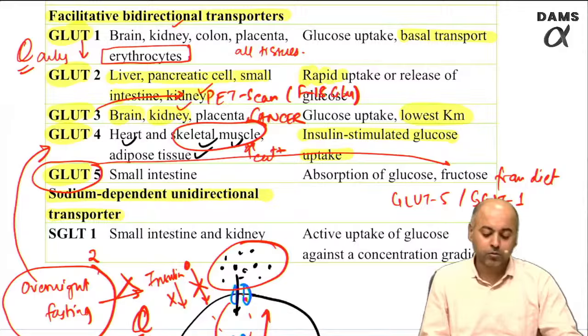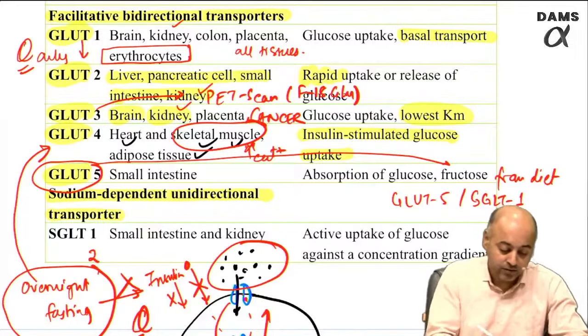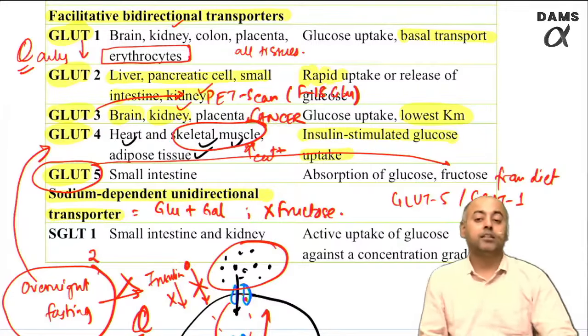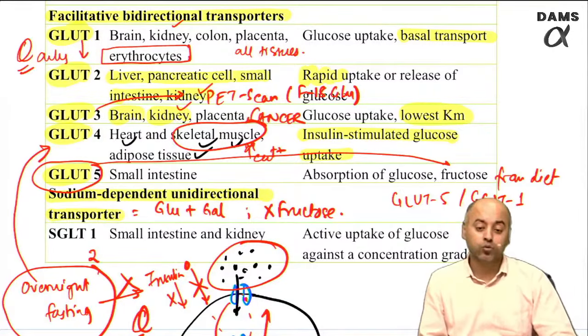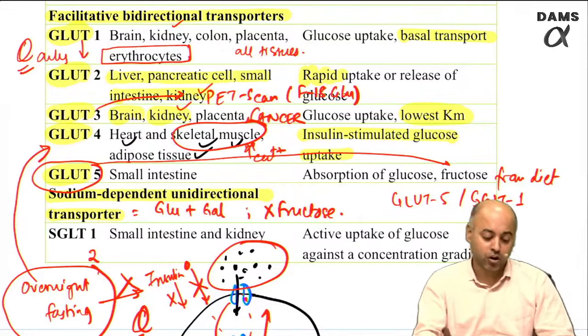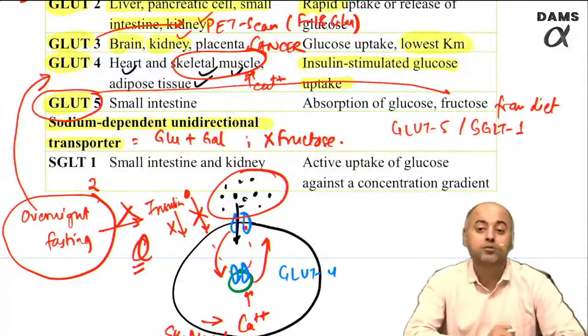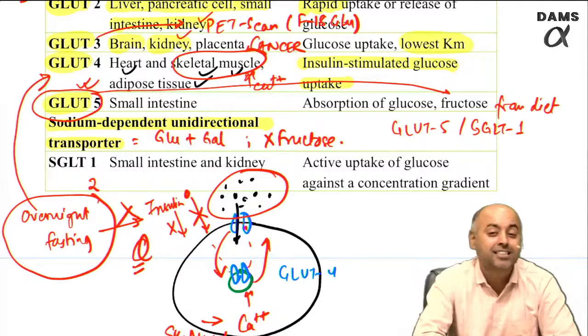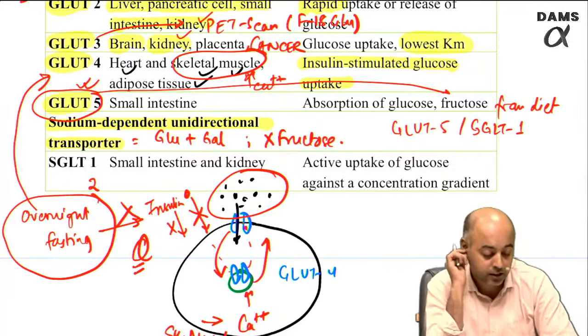Okay, on the luminal surface we have the GLUT5 and SGLT1. The SGLT will take up only glucose and galactose. It doesn't take up fructose. Please remember, the SGLT will transport only glucose and galactose. It will not transport the fructose. So fructose uptake from diet is mediated exclusively by the GLUT5.